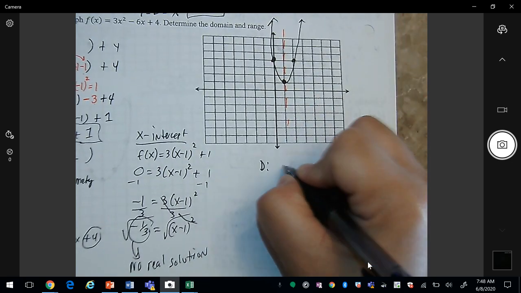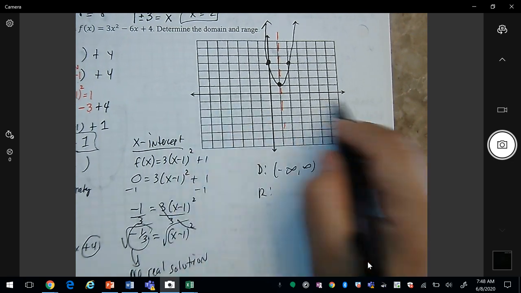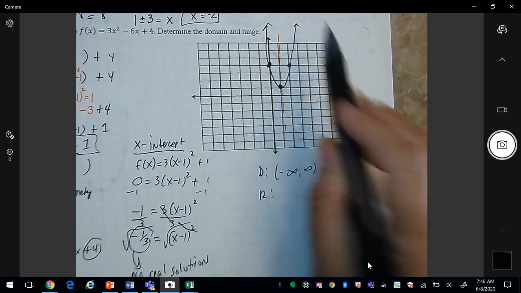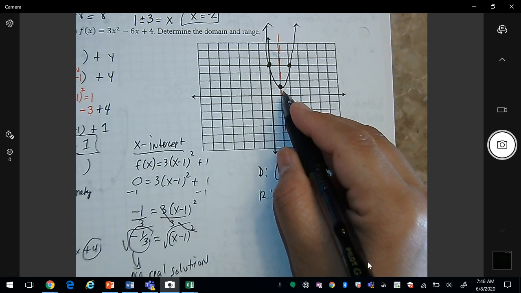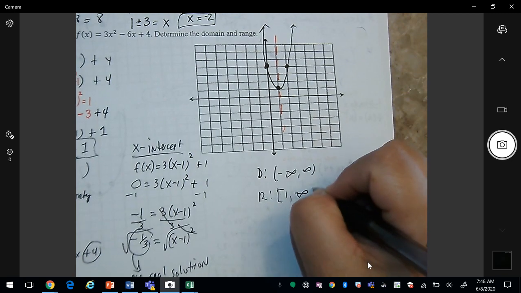So our domain is negative infinity to positive infinity, since we're using all the x values, we know that because of the arrows. And then the range, the lowest y value is at this point, so it's 1 to infinity.